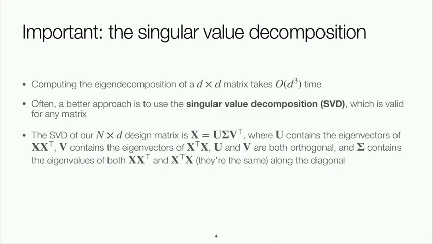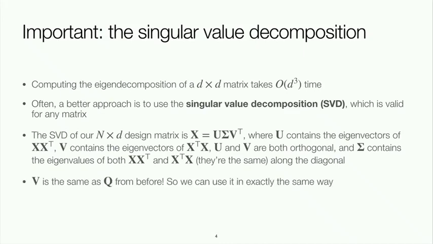Yes. Okay, so that is correct, but let me expand on that a little bit. Q we got from an eigen decomposition of X transpose X. What does that mean? It means it contains the eigenvectors of X transpose X. We have the eigenvectors of X transpose X here, they're in V. So the important piece here is that V is the same as Q.